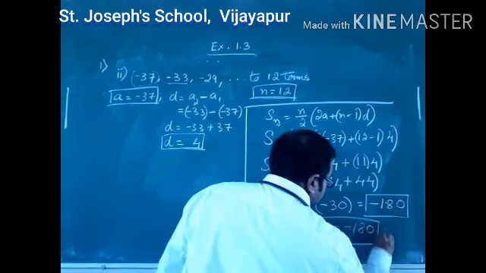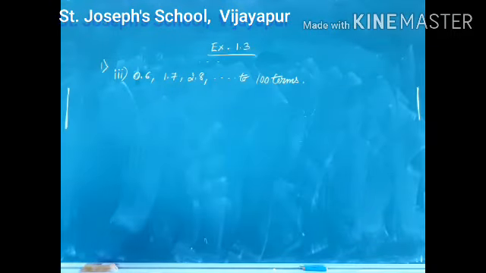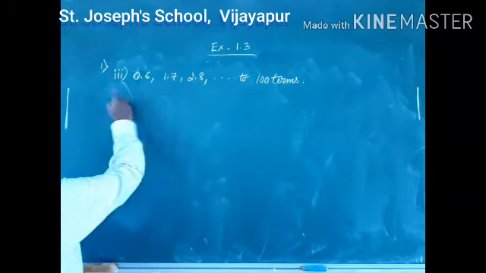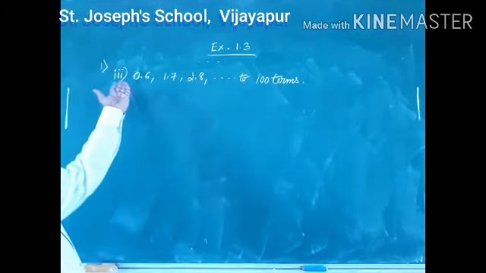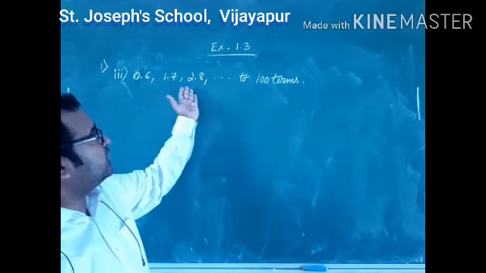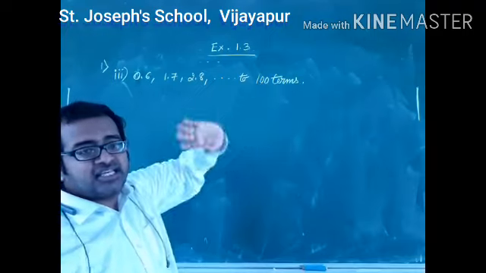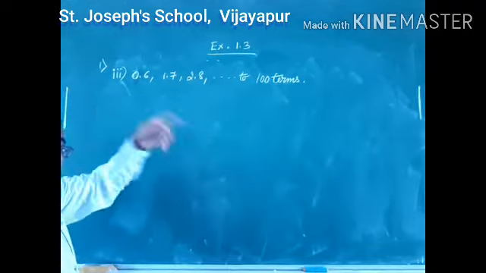Question 1, exercise 1.3. So we'll first look at the question. The question is: find the sum of 0.6, 1.7, 2.8, and so on up to 100 terms. Here 100 is not the nth term, it is the number of terms.